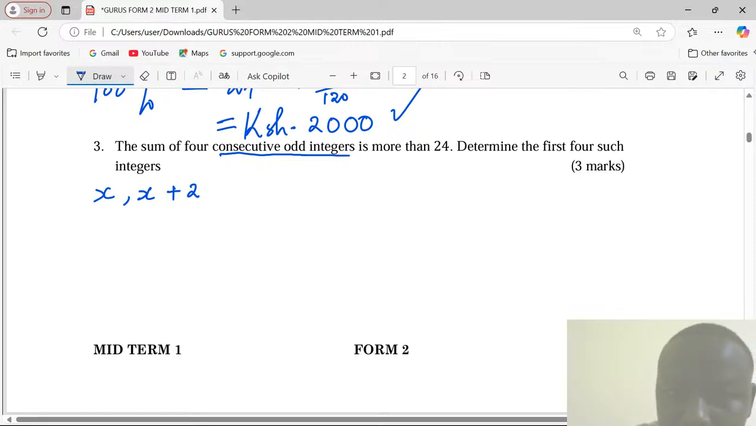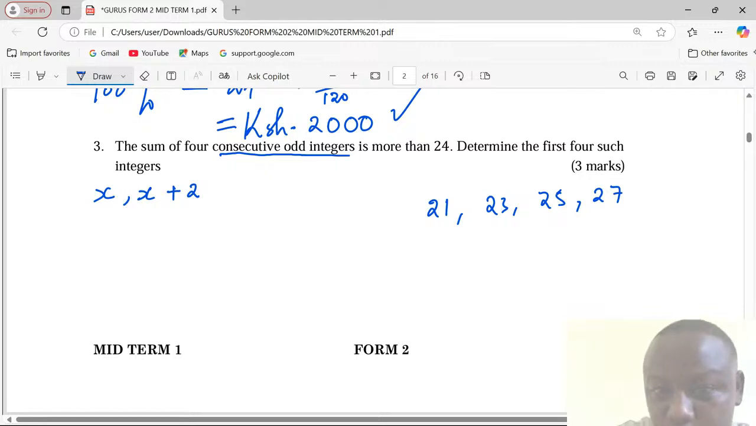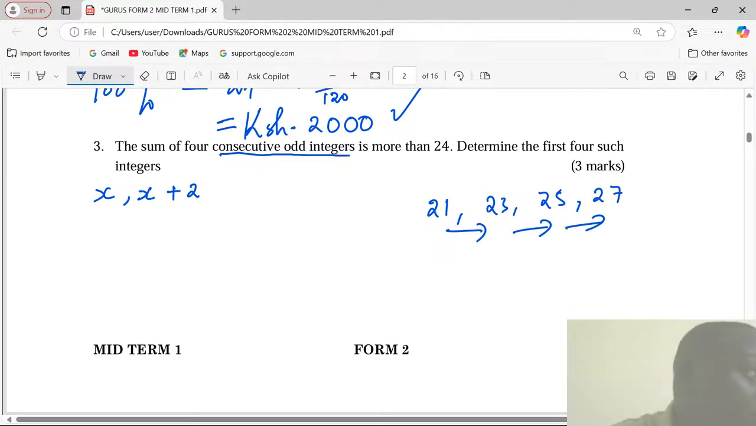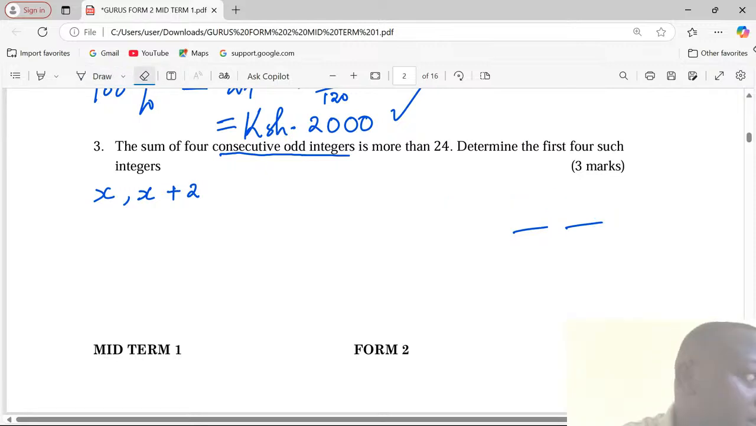Let me give this example. If we are moving from 21, we have to go to 23, then 25, then 27. You see the interval between consecutive odd numbers is 2. So we add 2 for us to get the next consecutive odd number. They must have intervals of 2.